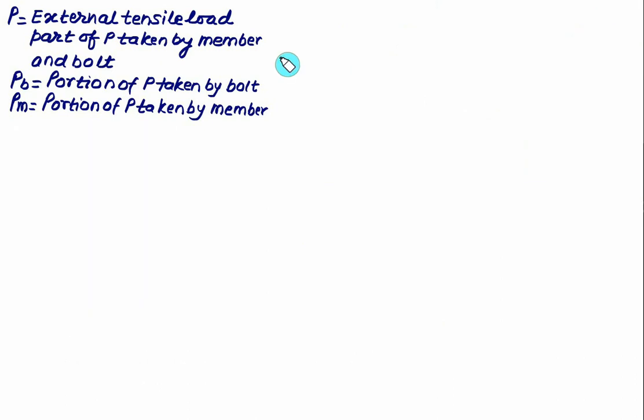So quickly summarize what we have done here. Let's say P is the external tensile load. Part of P is taken by the member and the bolt. So we can write here the value of P is equal to the sum of Pb, that is the portion of the P taken by the bolt, plus Pm, that is the portion of the P taken by the member. After initial tightening, the assembly will work as a single unit, and therefore we have delta m is equal to delta b is equal to del delta, that is the extension due to the external load P of the assembly.